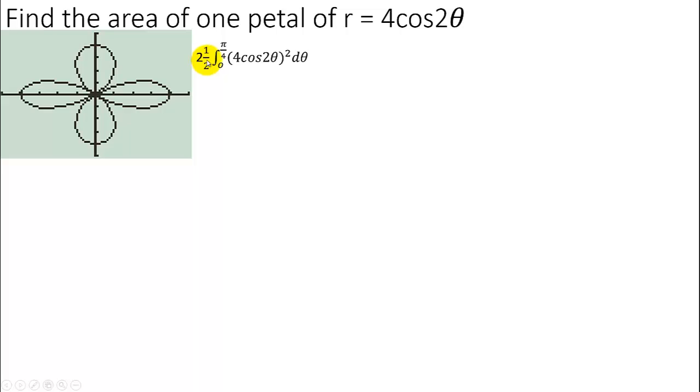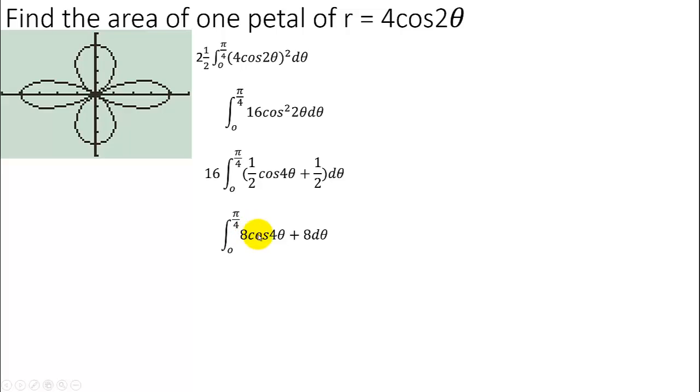So we have 2 times 1/2 r squared d theta, where r is 4 cosine 2 theta. Well, we square the 4 and get 16. We square the cosine and get cosine squared. But we can't integrate cosine squared. We have to replace that with its equivalent, which is 1/2 cosine now of 4 theta plus 1/2.